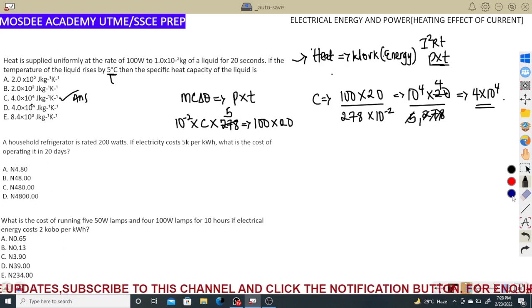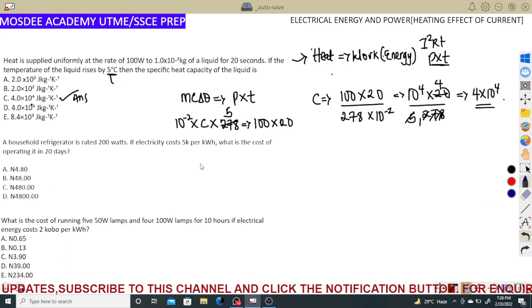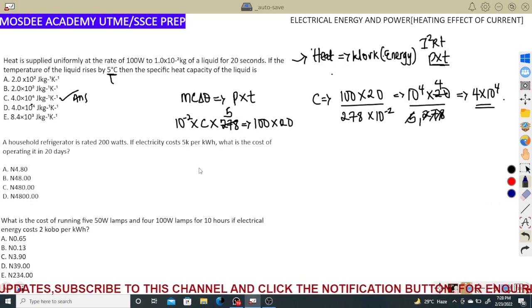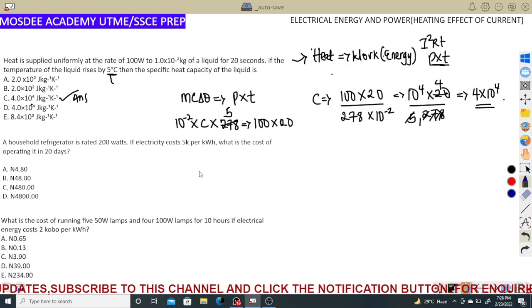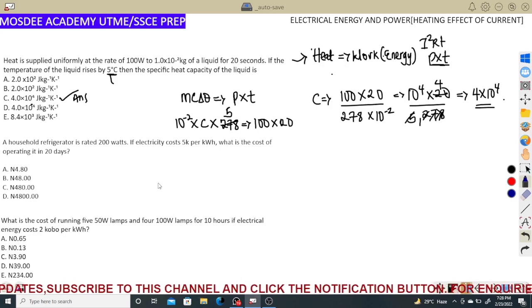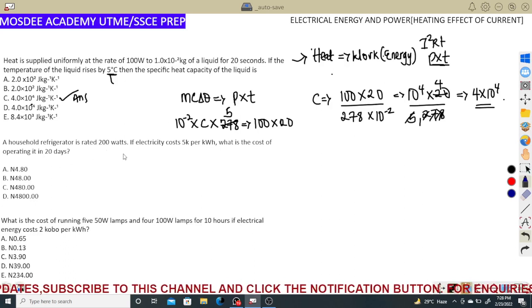The next one. Now, we have a rating of power, that is cost of electricity. I'll be fast. I'll soon be through with this. Don't worry. Now, power rating. Now, talking about power rating.